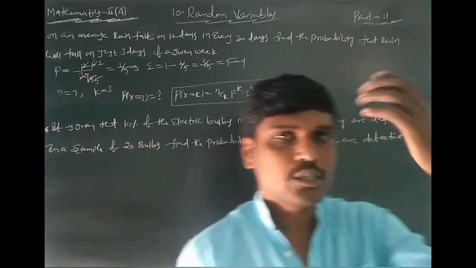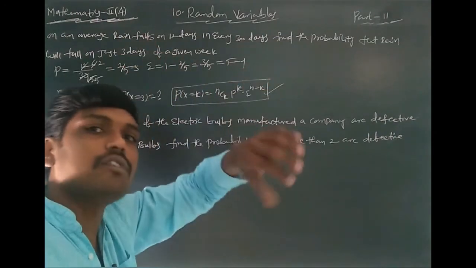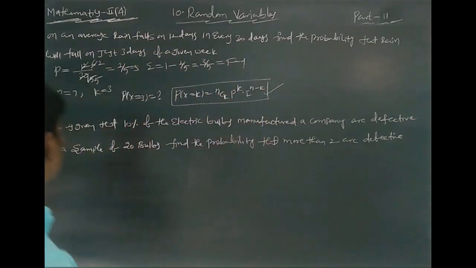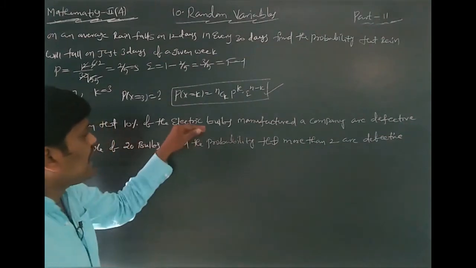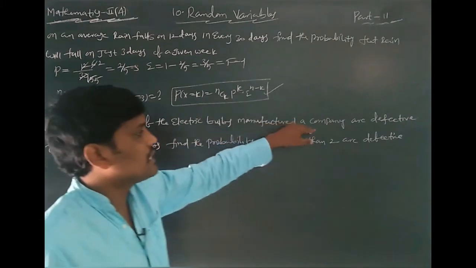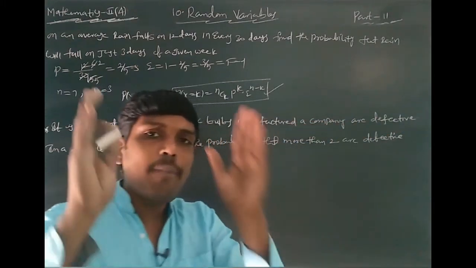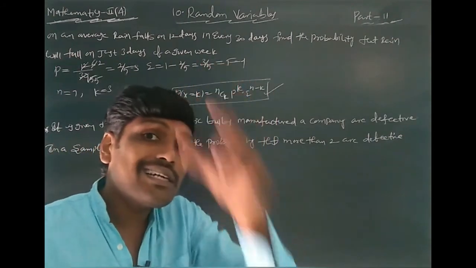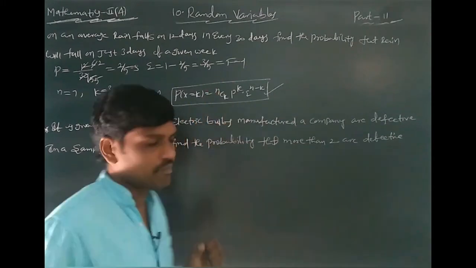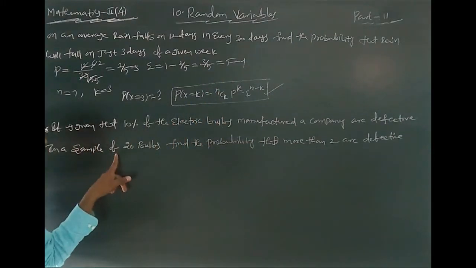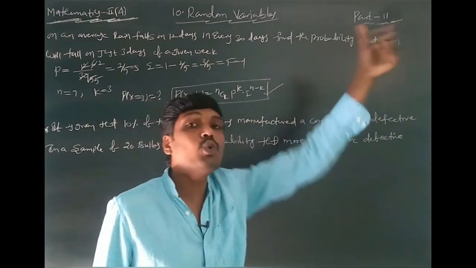Understood or not? For the next problem, you can solve it using the previous problem's model. Next one: it is given that 10% of the electric bulbs manufactured by a company are defective. Here a company manufactures electric bulbs. In those manufactured electric bulbs, 10% of bulbs are defective. In a sample of 20 bulbs, find the probability that more than 2 are defective.